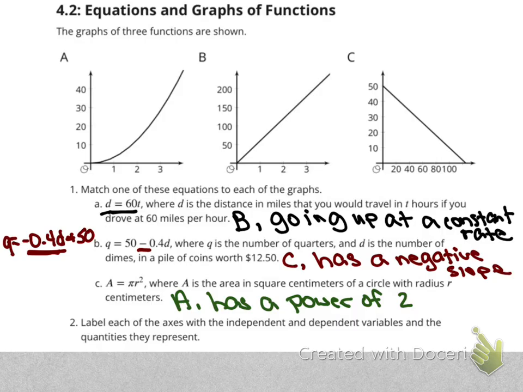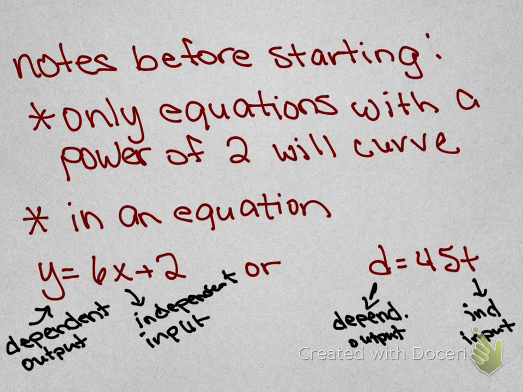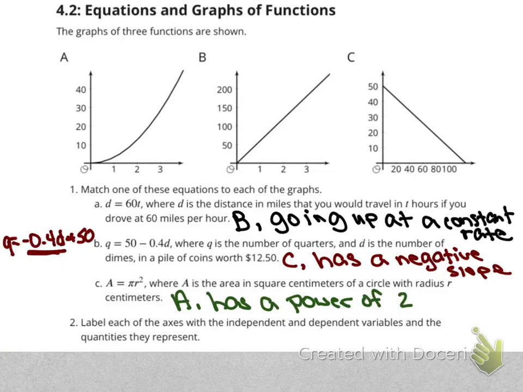So number 2 says label each axis with the independent and dependent variables and the quantities they represent. Alright, so let me erase these 2 lines. So remember on this page, I showed you that in these equations, your first variable is your dependent, your second variable is your independent. Okay, so if we look at situation A, our first variable listed is D. So that's going to be our dependent. Your dependent goes on the y-axis. So I'm making note of that up here. Dependent, y, independent is your x.